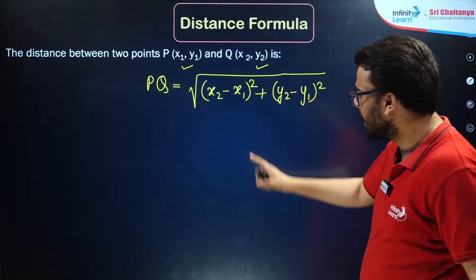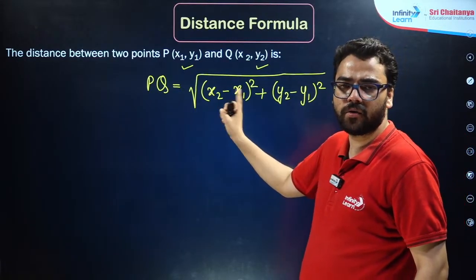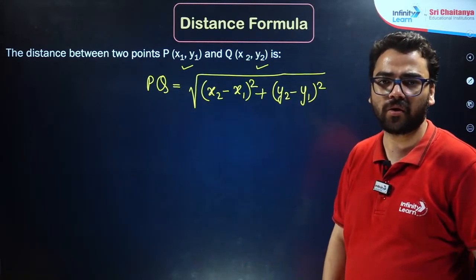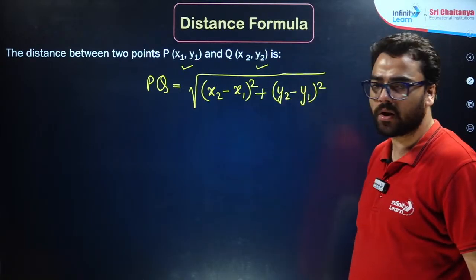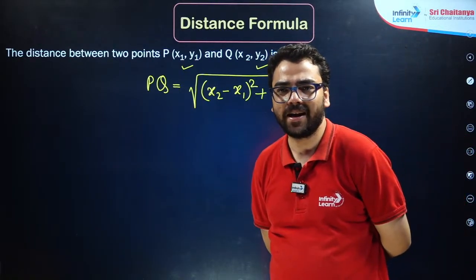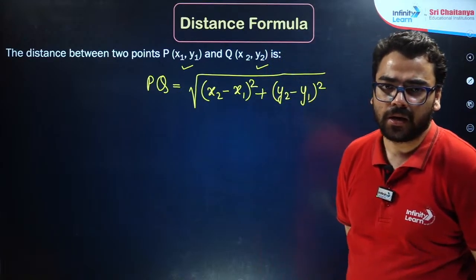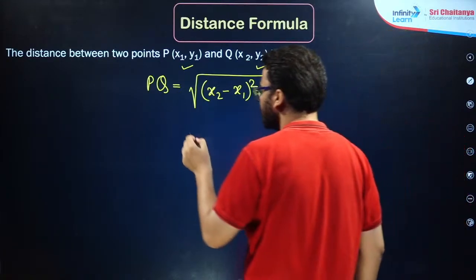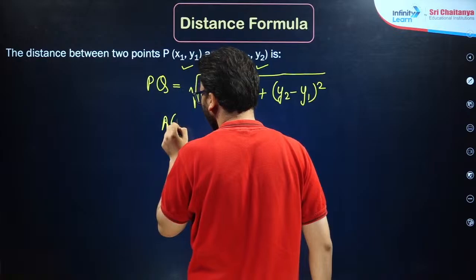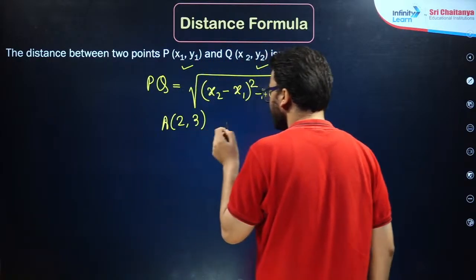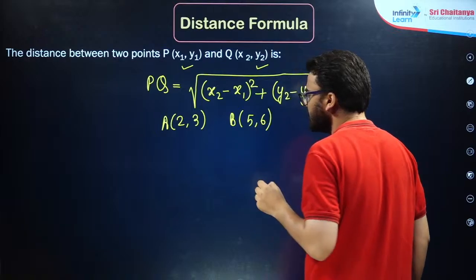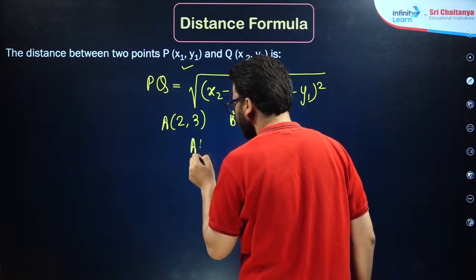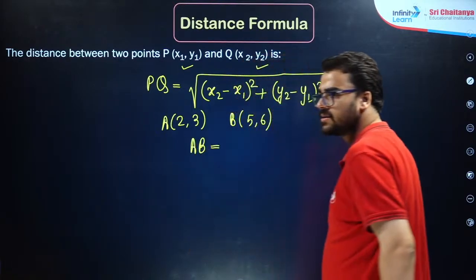So whether you take x2 minus x1 the whole square or you take x1 minus x2 the whole square, it is same only. Similarly, whether you take y2 minus y1 the whole square or y1 minus y2 the whole square, that is same only, right? So I'll take a small question, a small example over here. Suppose I've got a point 2, 3 and suppose I've got a point 5, 6. Can you find the distance AB between these 2 points?